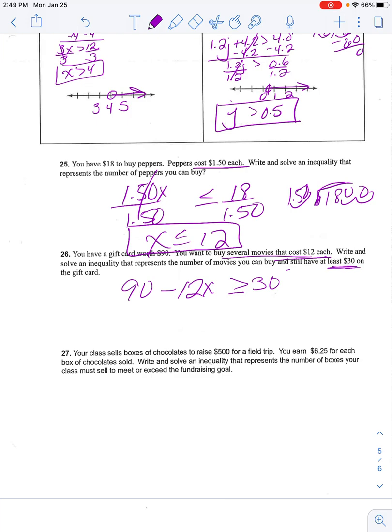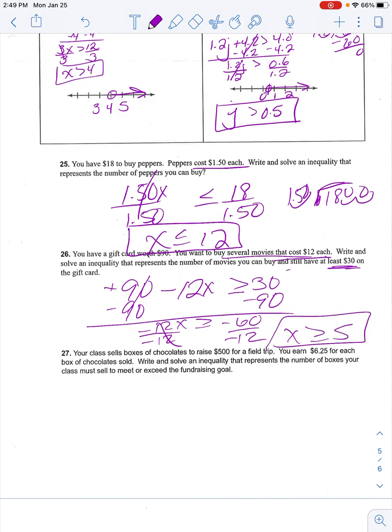We need to get 12x by itself, so we're going to get rid of this 90. That's a positive 90, so we're going to subtract 90 from both sides. That's going to leave us with a negative 60. And divide by a negative 12. Negative divided by negative is a positive 5.